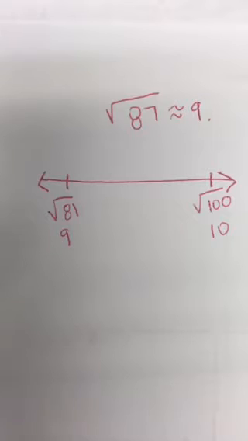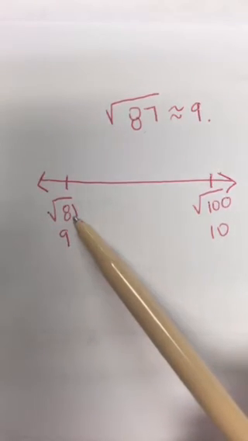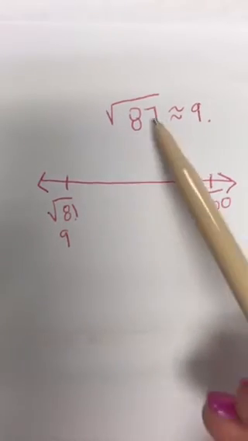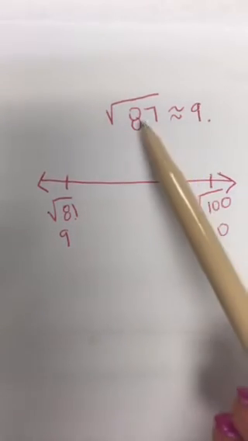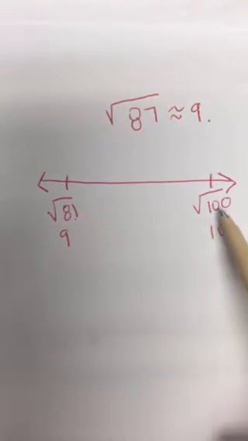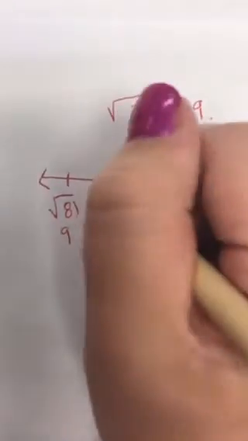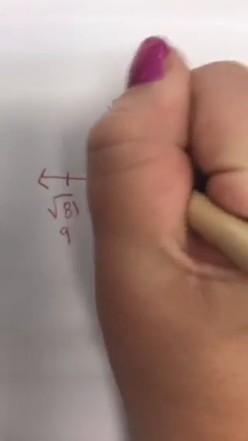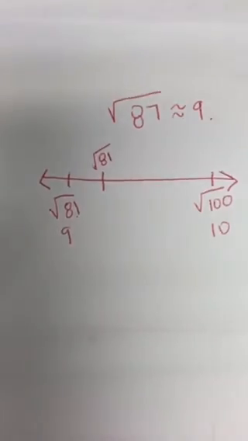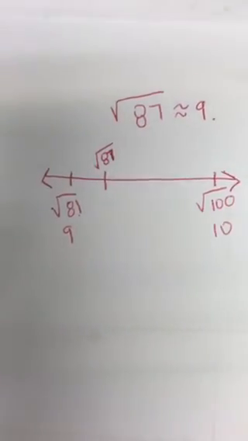So now I need to determine 87. Is it closer to 81, just looking at it as a number, or 100? Well, 87 is only 6 away from 81, and it's a few more than that to 100. So when I place this on a number line, when I graph it, I would just show that I'm going to graph it closer to 81, since on a number line, sorry, that should be a 7. That's where it would fall.